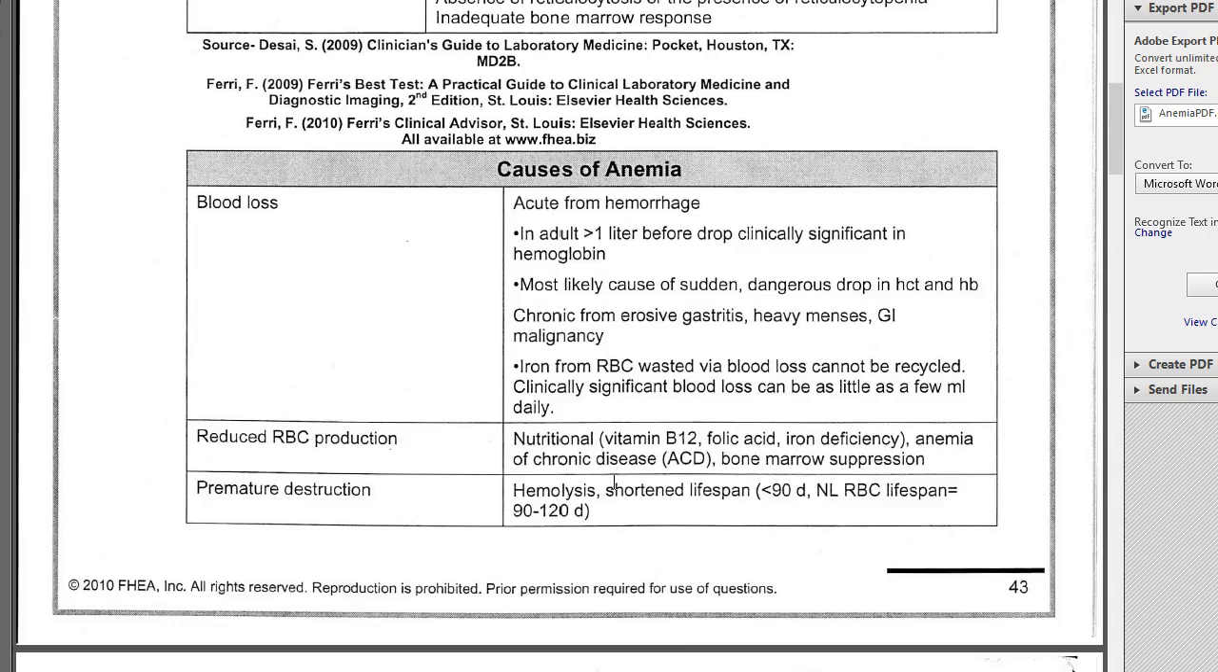Let's talk about some of the causes of anemia. Under blood loss here, we have acute and chronic. It's basically what we're splitting this up into, right? With acute blood loss in an adult, you're going to see greater than a 1 liter drop before things are reflected significantly in your hemoglobin. This is going to be uncommon in the primary care setting. Not saying you're not going to see it.